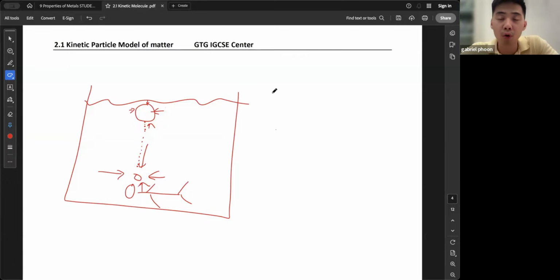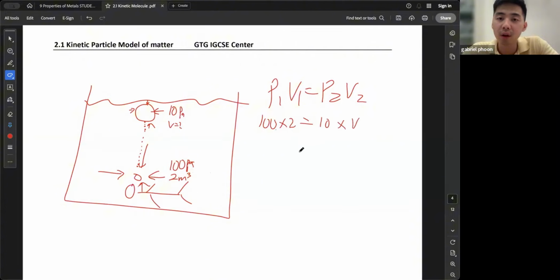From here, I can use the Boyle's law formula, which is P1V1 equals P2V2. So let's imagine at the bottom here, I had 100 pascals, and the volume here was 2 meters cubed. At the top, for sure, the pressure is much less. Let's just say it's only 10 pascals. From here, I can find out my volume by applying: 100 times 2 equals 10 times V. Your V will definitely be 20 meters cubed.